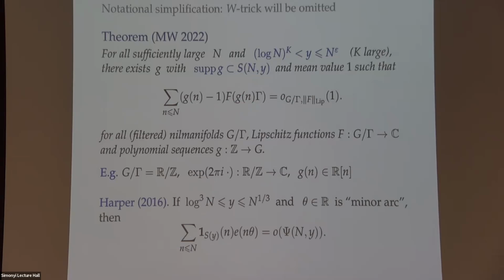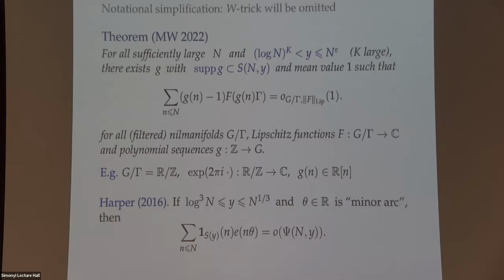And in this case, there is previous work by Adam Harper, who proves that provided y lives between a power of log n and a small power of n, and provided theta is a minor arc frequency, then the characteristic function of y-smooth numbers is orthogonal to such exponentials with minor arc frequencies. Harper's statement is much more precise than this.